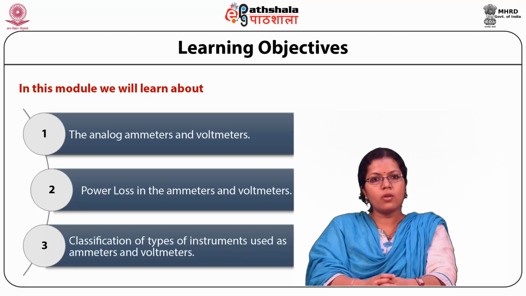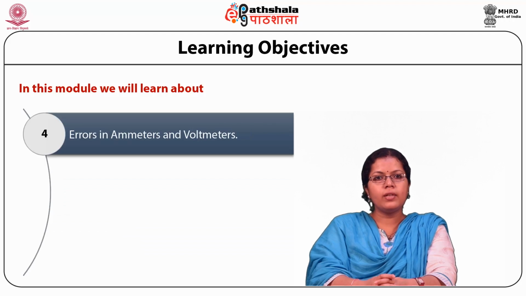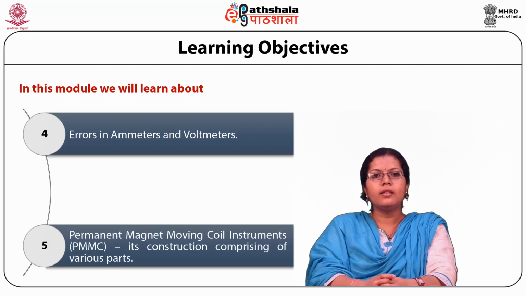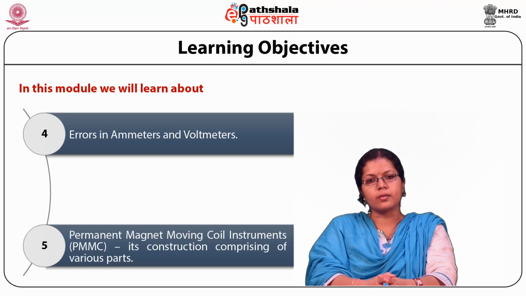The classification of different types of instruments used as ammeters and voltmeters will be provided. Then, we will study the errors commonly present in these instruments. Finally, we will study the construction of the permanent magnet moving coil instruments, or PMMC. We will study in detail the various parts comprising its construction.